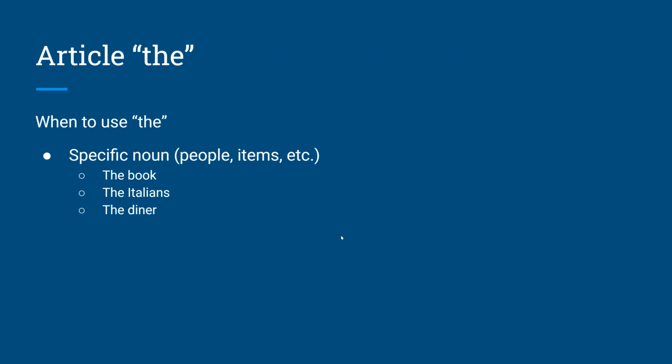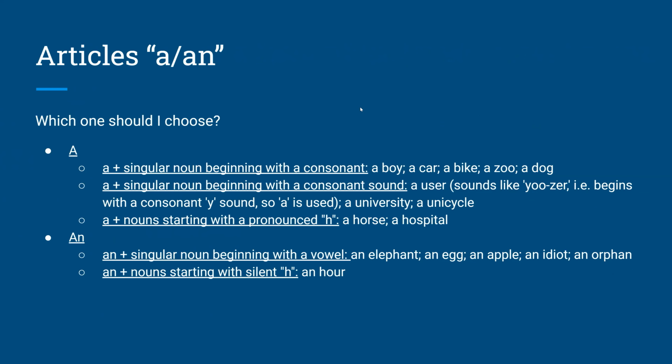So when to use the specific nouns: the book, the Italians, the diner. The articles a and an, which one should I use? A is used for a singular noun beginning with a consonant. So a boy, a car, a zoo. A plus a singular noun beginning with a consonant sound.